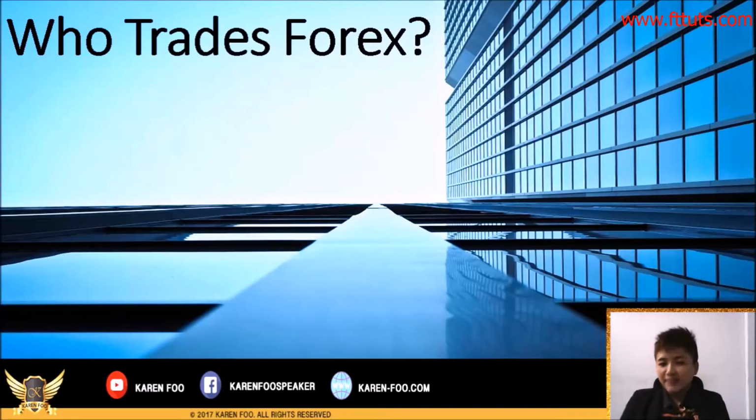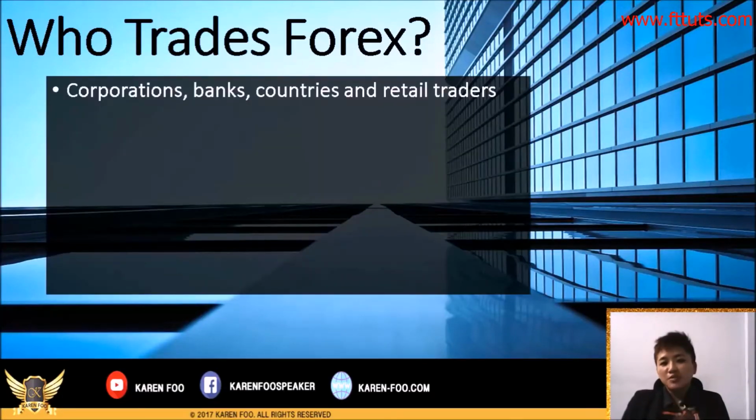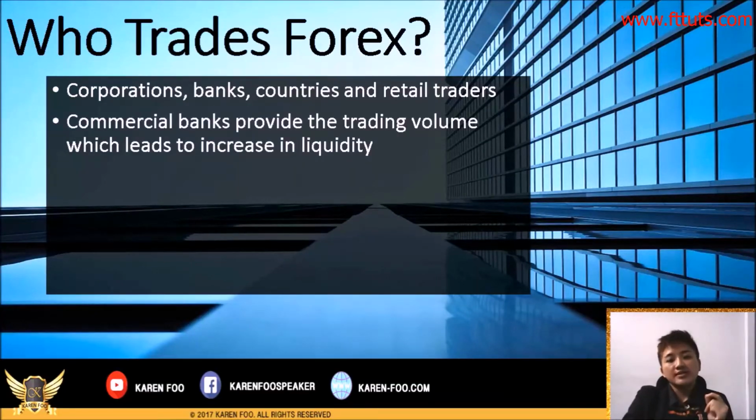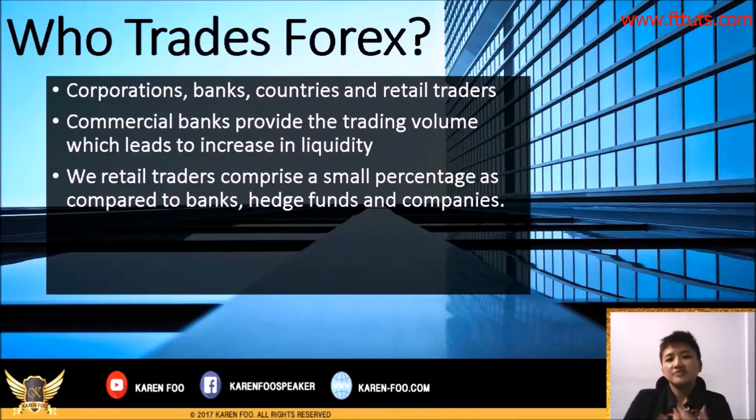So who are the participants of the Forex markets aside from us retail traders? They are the corporations, banks, and countries. So how do the banks and corporations contribute to the liquidity of the whole entire market? They are the ones who provide the trading volume, because they will inject large amounts of capital into the market, thus increasing the liquidity. High liquidity means that there's a high volume. High volume means that there are a lot of traders participating in the market. We retail traders only comprise a very small percentage as compared to the banks, hedge funds, and companies.